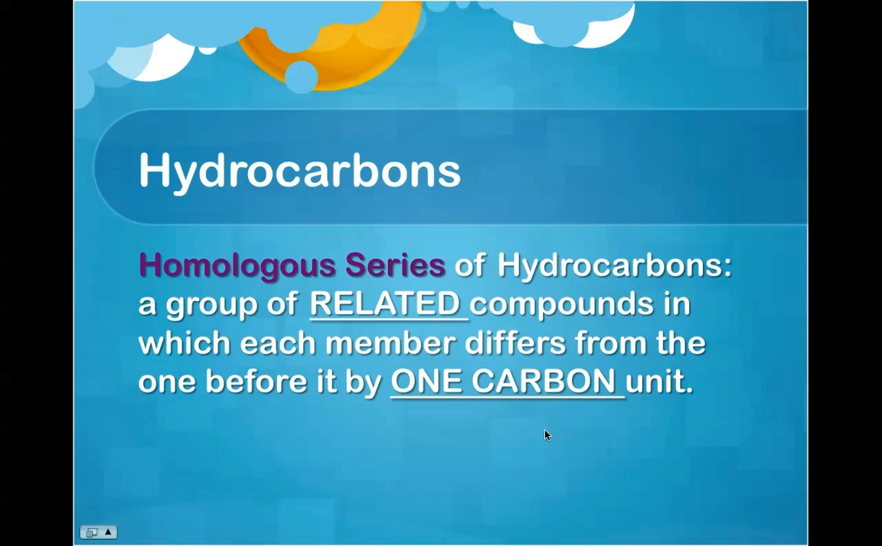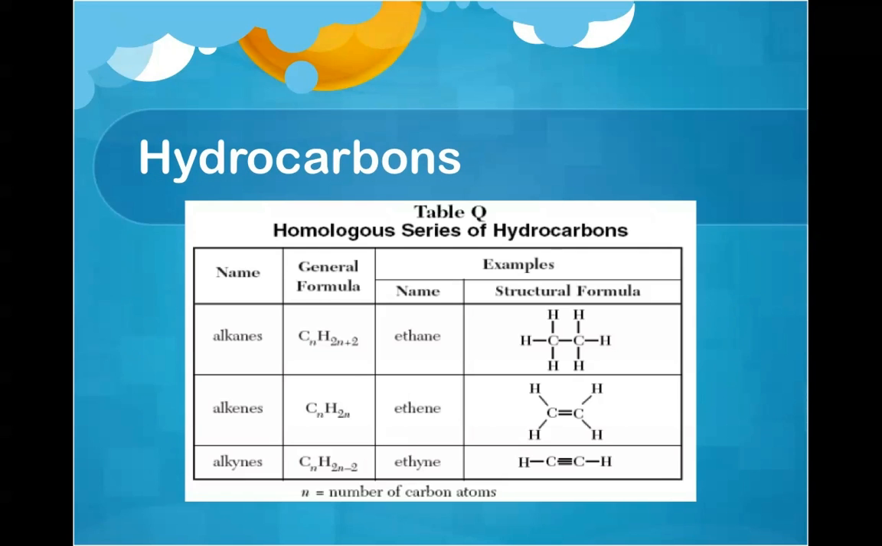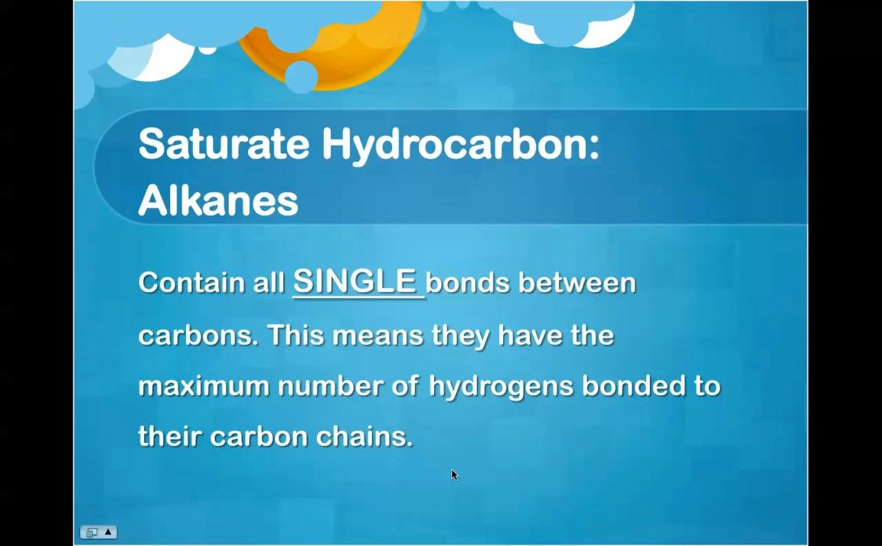So we can look at a homologous series of hydrocarbons, and this is a group of related compounds in which each member differs from the one before it by one carbon unit. So in your reference tables, you have this chart that you should be looking at as we're doing this so you can gain some of that information, where we have three different series or families of these hydrocarbons. We're able to use the information in the chart to basically draw the various different members of each of the series. Alright, our first one we're going to focus on are alkanes.